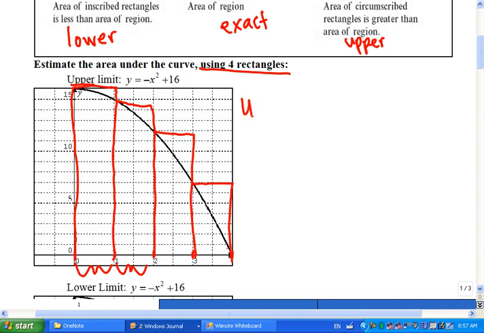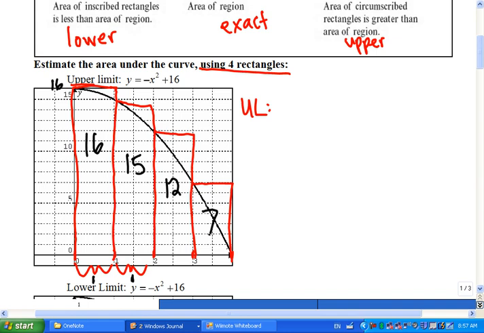So how could we come up with the upper limit? Well, let's just do some basic area math here. Each one of these has a width of 1. Here the height is 16, so it'll be a 16 for the area. Yeah, it does touch 16, right? And then this rectangle has a height of 15, so 15 times 1. This one has a height of 12, 12 times 1. And this one here has a height of, what's that going to be then, 7?